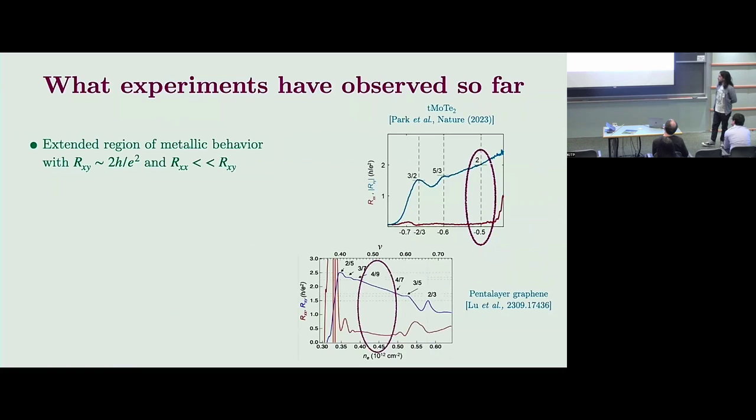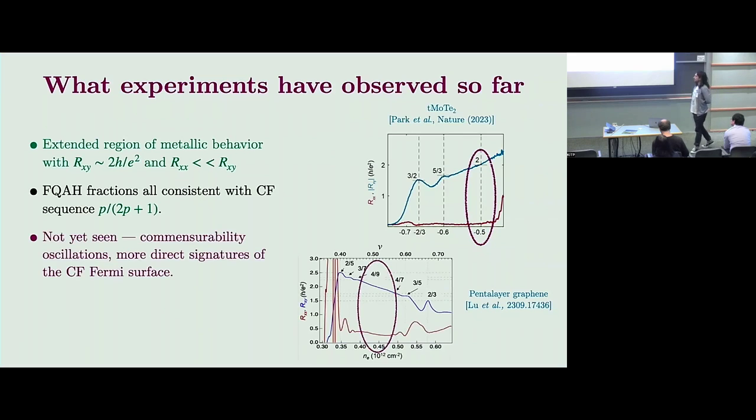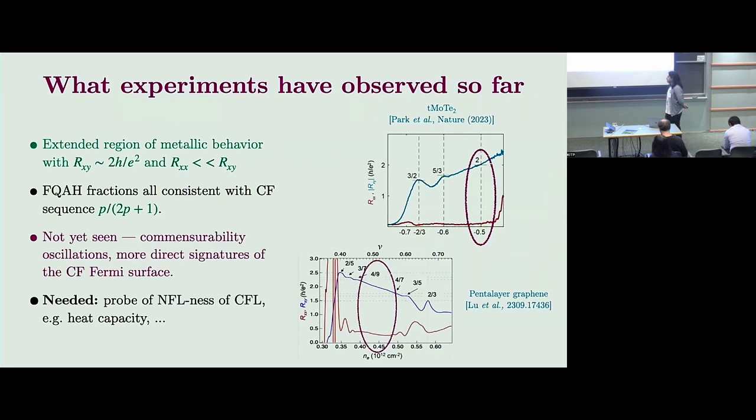All right, so just to summarize, what experiments do see is an extended region of metallic behavior with rho xy much larger than rho xx, and fractional quantum anomalous Hall fractions, all consistent with Jain. So this is all giving you evidence of composite Fermi liquid. And something that's not yet really seen are these commensurability oscillations or more direct signatures of the composite Fermi surface, or something that, say, probes the non-Fermi liquidness at max.